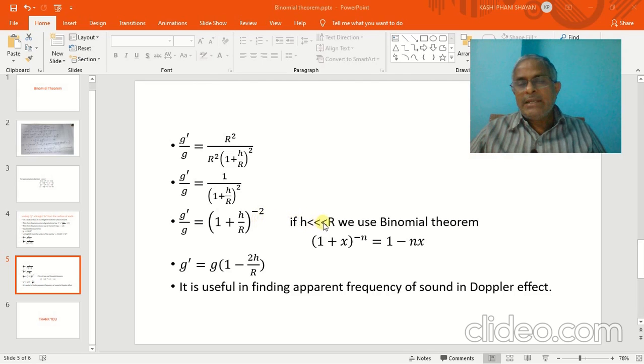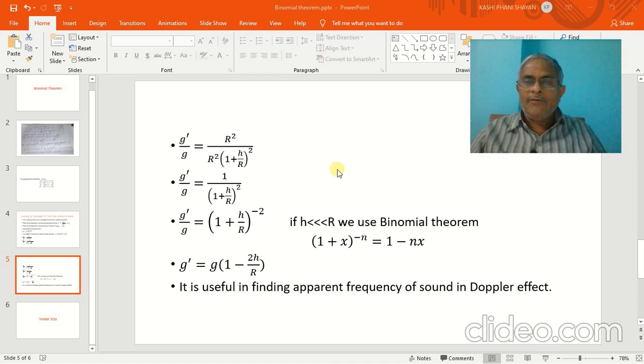So g dash by g is equal to 1 plus h by R to the power of minus 2. When h is very much less than R, we use the binomial theorem. You observe here, we came to the form of 1 plus x to the power of minus n. 1 plus x to the power of minus n is equal to 1 minus nx. I already taught you 1 plus x to the power of minus n, that is 1 minus nx. In this way you have to remember. So you get g dash is equal to g into 1 plus minus 2 into h by R.